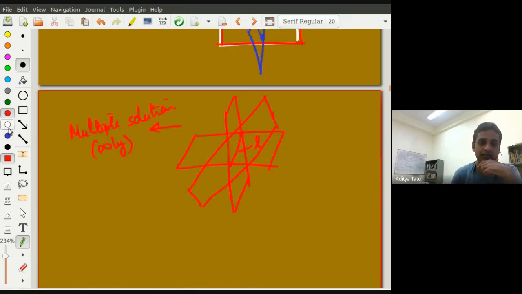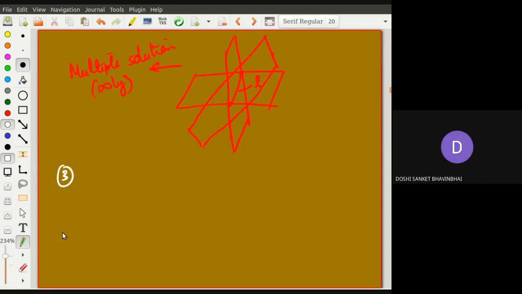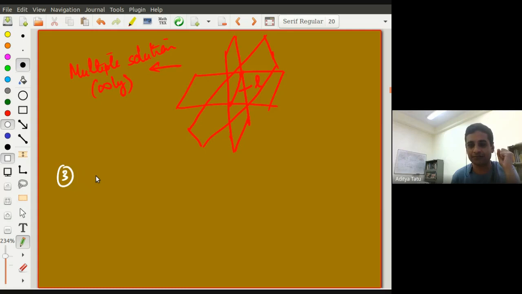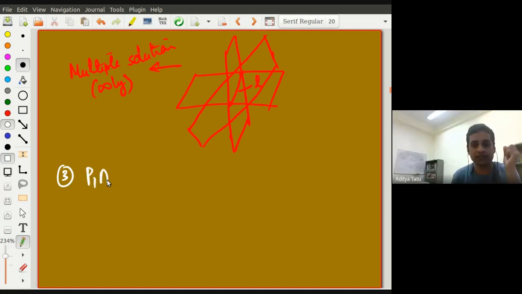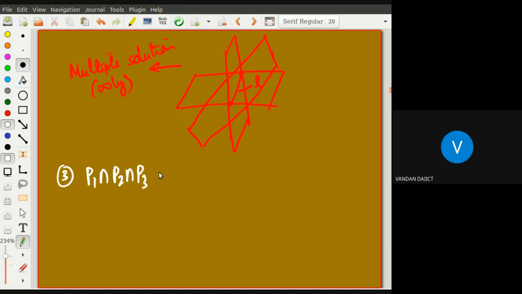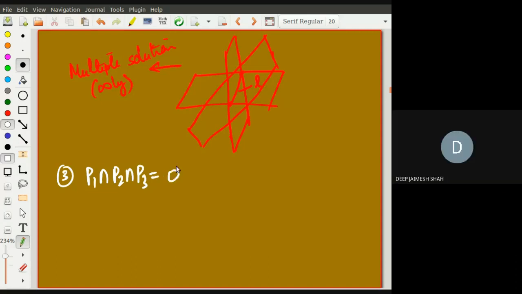Any other scenario? Two planes are parallel and one is perpendicular to them. So in that case, what would be the intersection set? Line or null set? Null. Null set.